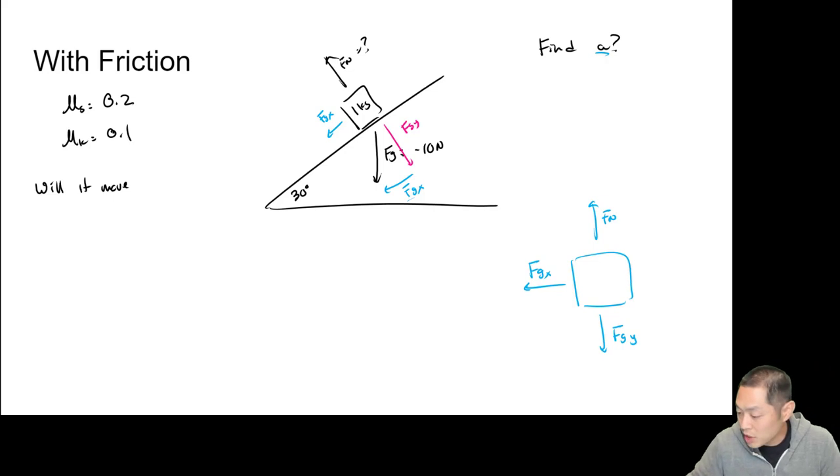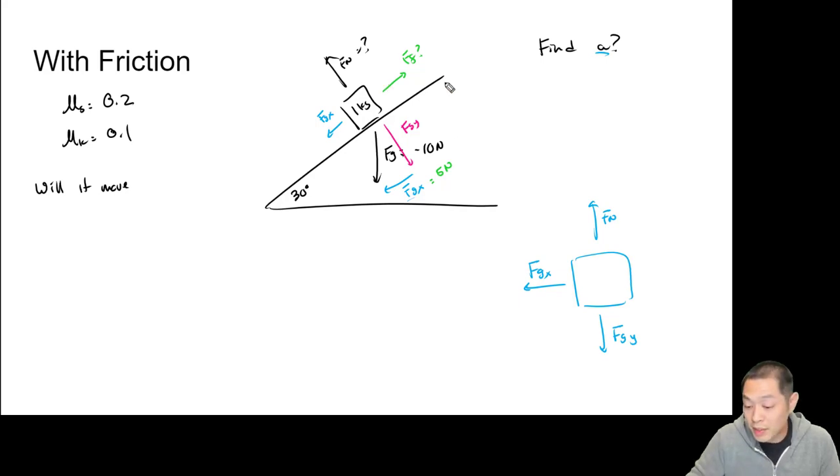Okay, so now with friction, you have one more force, force of friction, but we have no idea what this is. We do know what Fgx was, right? It was 5, I think. Let me check it really fast. It was 10 times sine, so yeah, 5. Okay, so we know Fgx is 5, and we want to know what Ff is.